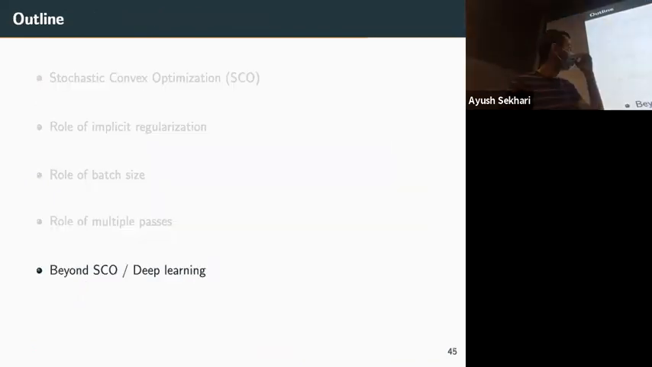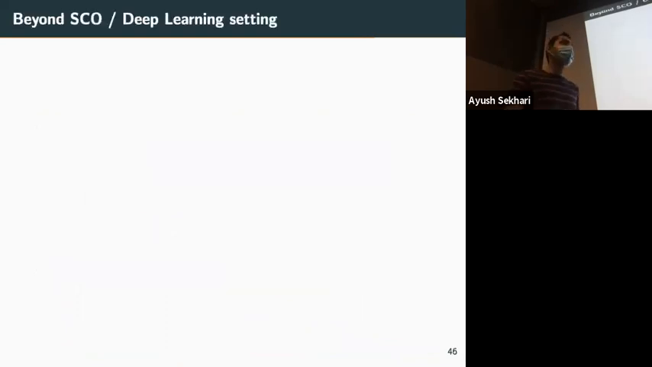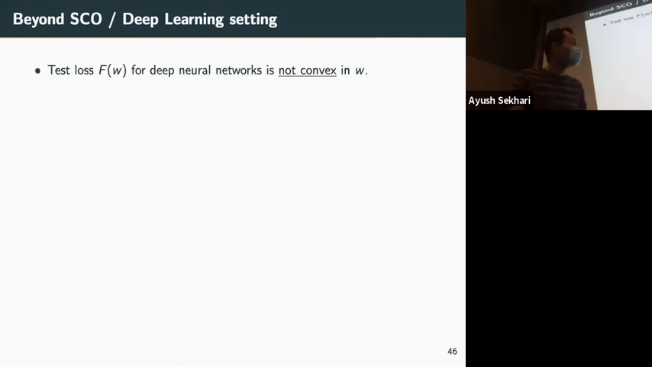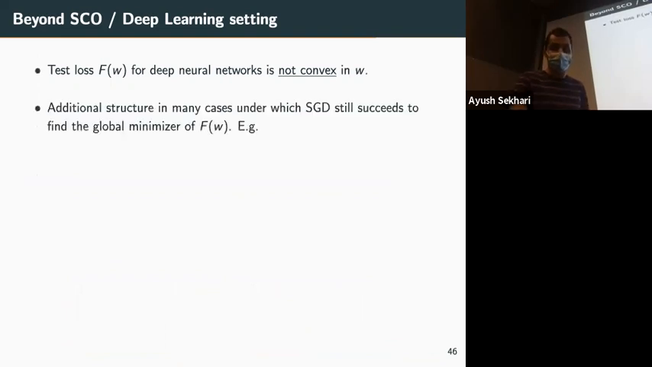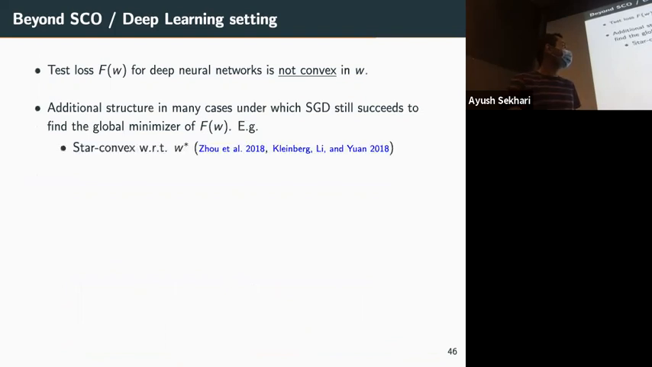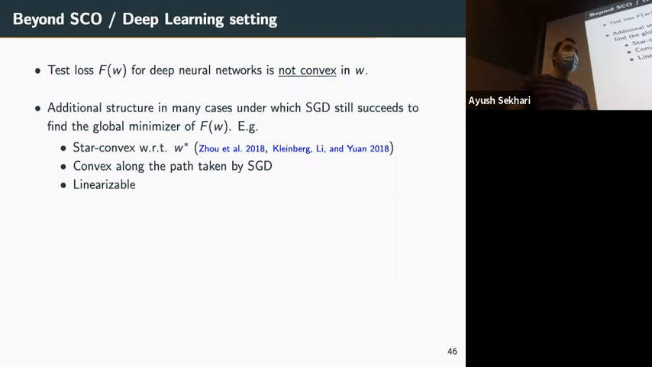Yeah. So I'll quickly go over beyond the SCO setting. In particular, so far I've been discussing these various properties of SGD for stochastic convex optimization problems, but we know that test loss for deep neural networks is not convex in W, right? However, in many empirical as well as theoretical works, other properties have popped up. For example, star convexity with respect to the optimal minimizer point, or convexity along the path taken by SGD, or this thing called linearizability, all of which also guarantee that SGD performs well for these problems.